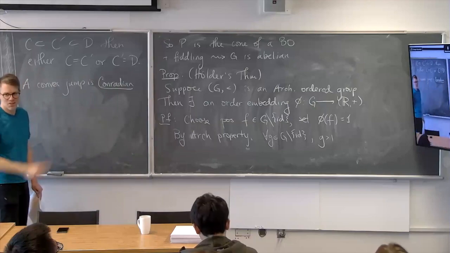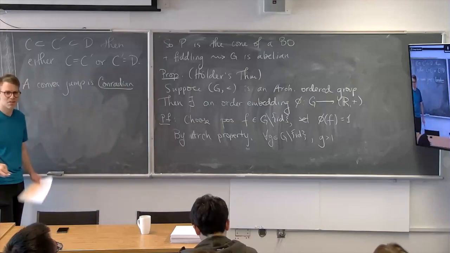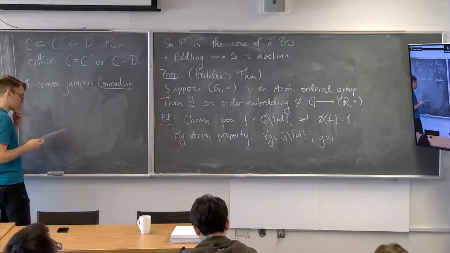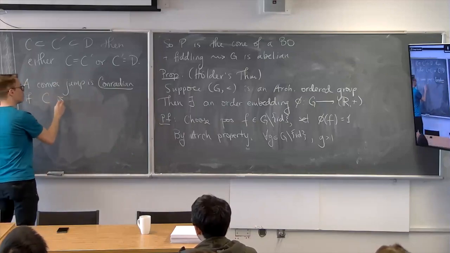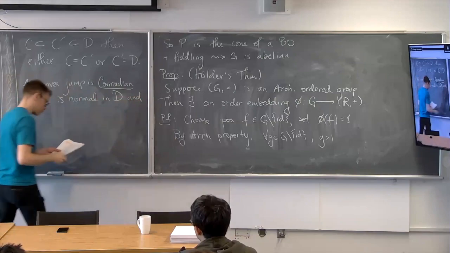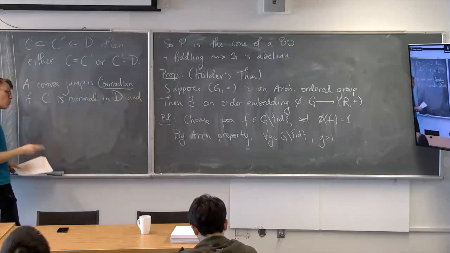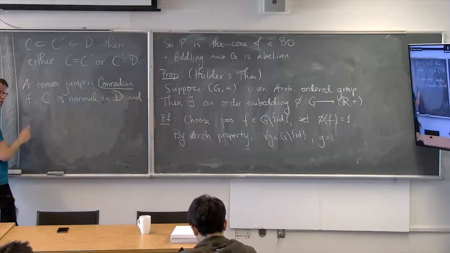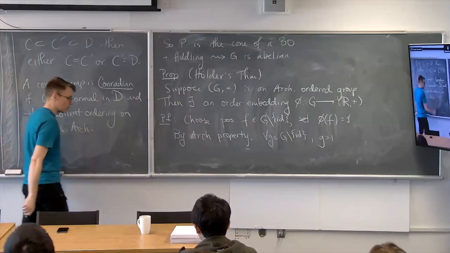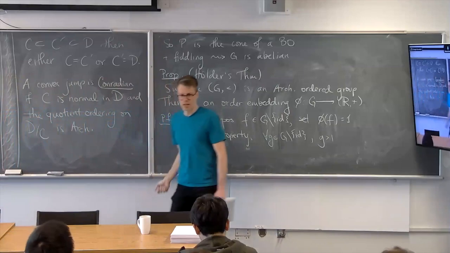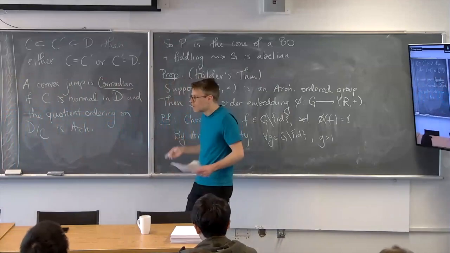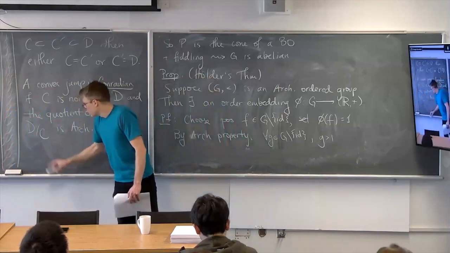Not Archimedean, because it's Conrad's idea to do this. So it's Conradian if C is normal in D, and the quotient ordering on D mod C is Archimedean. Right. And remember, the ordering on this quotient is just defined by looking at coset representatives, right? So it's not some mysterious thing.